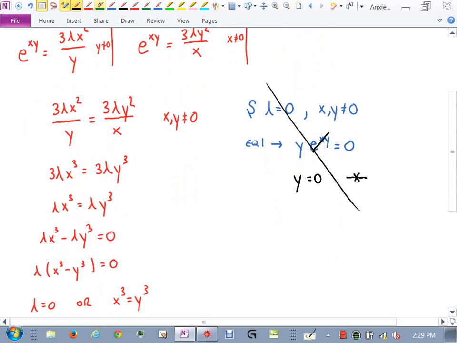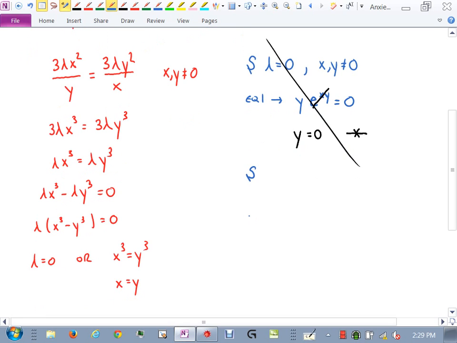So now my next supposition, is that a word? I think it is, that x is y. Is supposition a word? It is, right? I just haven't used it in a long time. What if x is y? What can you look at?